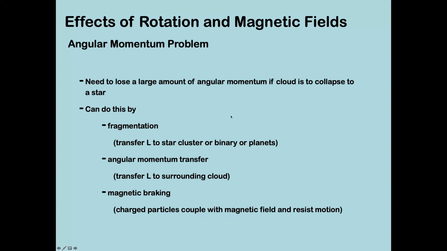So the angular momentum can be lost during the contraction, for example, by fragmentation, because you can transfer the angular momentum to pieces of your cloud. So you end up with pieces that individually have smaller values. You can also do an angular momentum transfer to the surrounding cloud, if there is some link with the magnetic field.